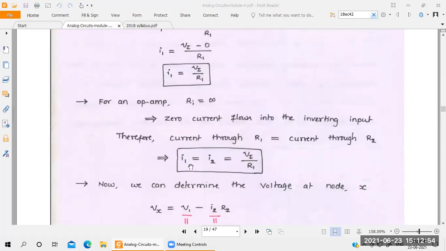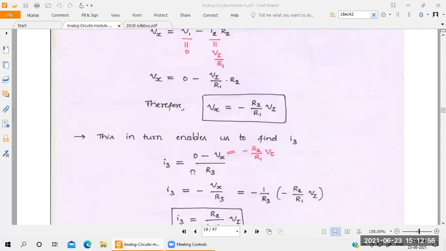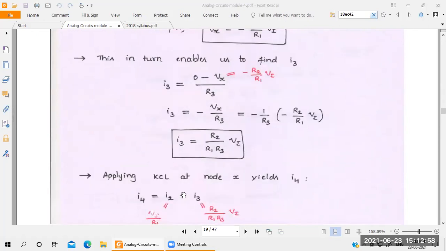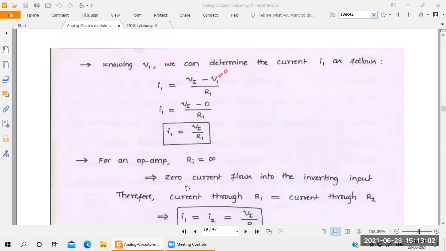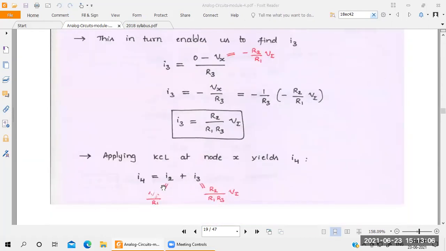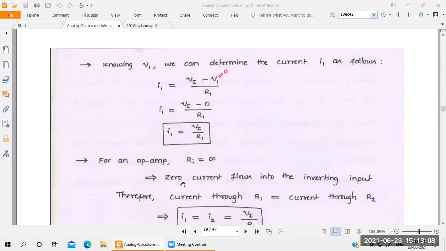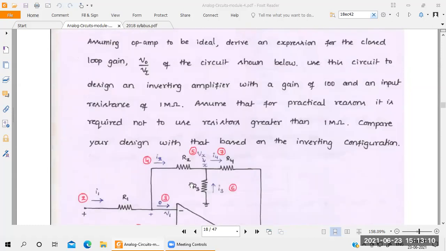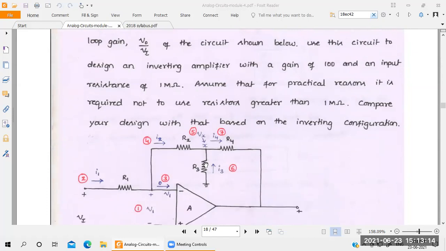Here you got I2; I2 is equal to I1. Here you got I3. Understood? Then apply KCL, Kirchhoff's current law. What is the current law here? I4 is equal to I2 plus I3. What is I4 here? Output current, the current across R4. It's the sum of I2 and I3.